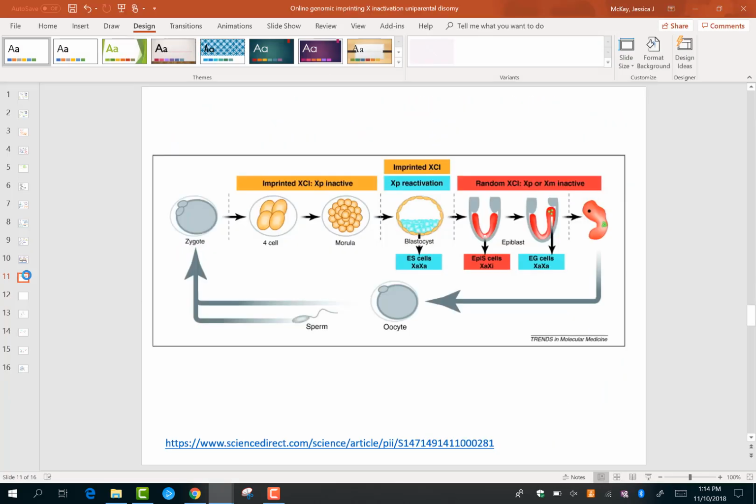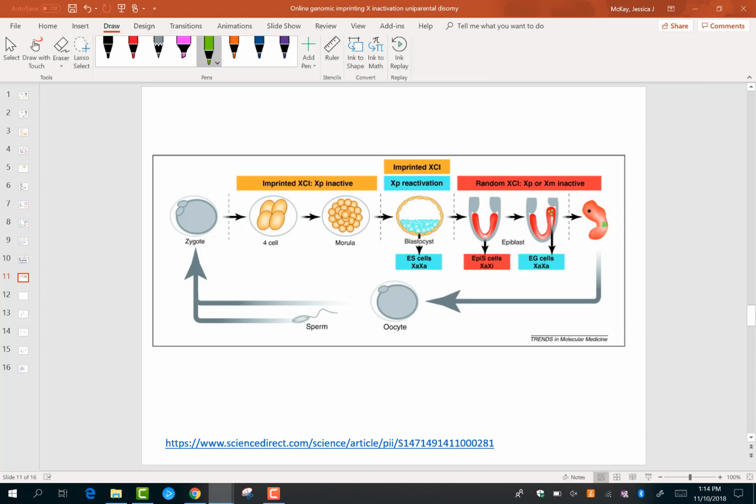Okay. Again, zygote, you have paternal X chromosome inactivation. That's going to stay in these orange cells. Okay. Imprinted, the paternal X, in the cells that are going to make, so ES stands for embryonic stem cells, the cells that are going to make the embryo. You have reactivated the paternal X chromosome. You now have 2 functional X chromosomes. You have random X inactivation. This is trying to show you these are going to be the embryonic cells. Make this little red embryo.